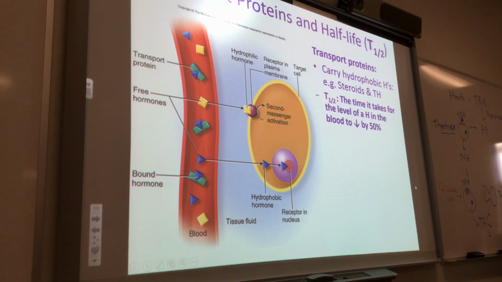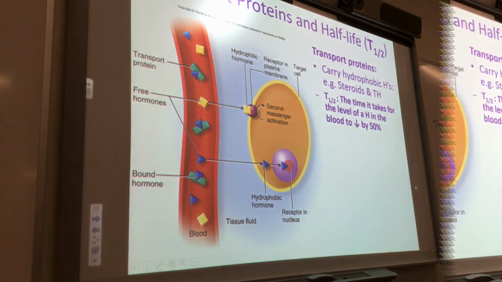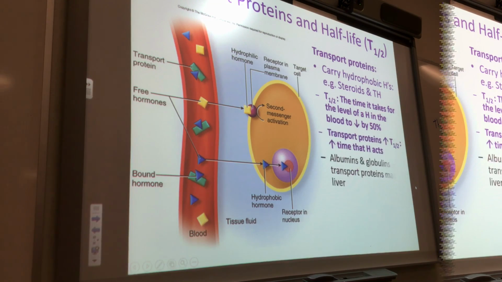I like this cartoon because, here's a transport protein. Here's a free hormone, so it didn't need a transport protein. This free hormone can bind to the receptor in the plasma membrane, and then you get second messenger activation. And what's a classic second messenger that you guys drew with your GPCRs? It's the G protein coupled receptor pathway that leads to activation of a second messenger called cyclic AMP, cAMP.